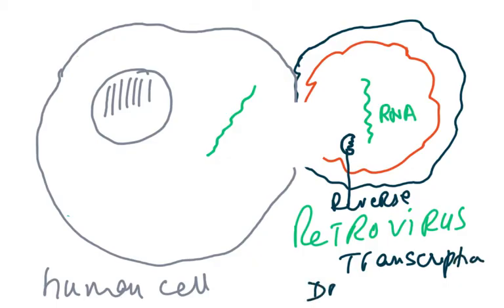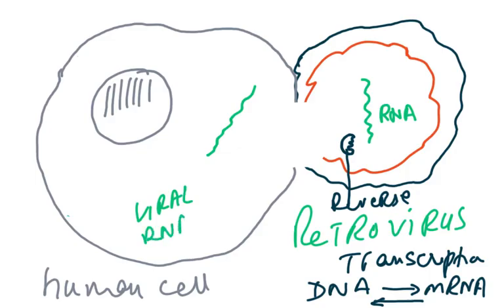Transcription was DNA to mRNA. Now here it is going to happen the other way around. This is the viral RNA, and in the presence of the enzyme reverse transcriptase, it is going to result in the formation of viral DNA. And then it's going to form a double-stranded DNA. And then this DNA is going to become attached to the human DNA.